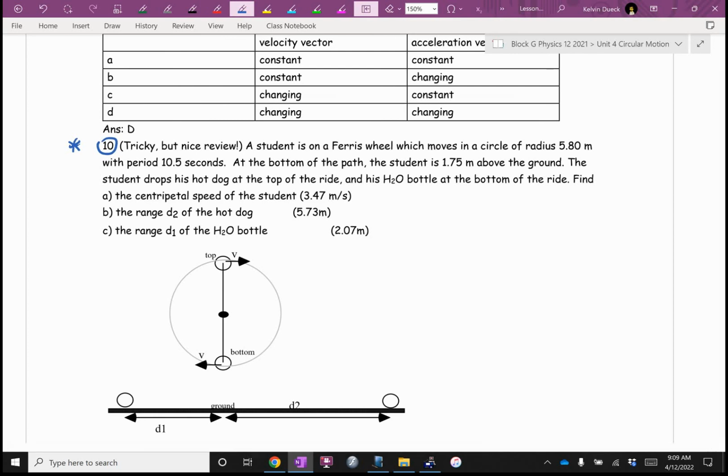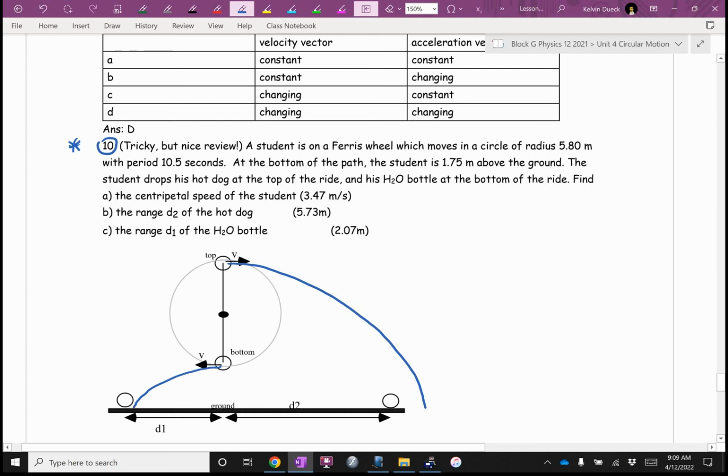So, if we look at number 10, a student is on a Ferris wheel, and the Ferris wheel moves in a circle radius 5.8 meters with a period of 10.5 seconds. At the bottom of the path, the student is 1.7 meters above the ground. I would probably label this. There's 2 situations. First of all, find the centripetal speed of the student. And then, what does it say? The student drops their hot dog at the top of the ride, and they drop a water bottle at the bottom of the ride. Find the range of each of them.